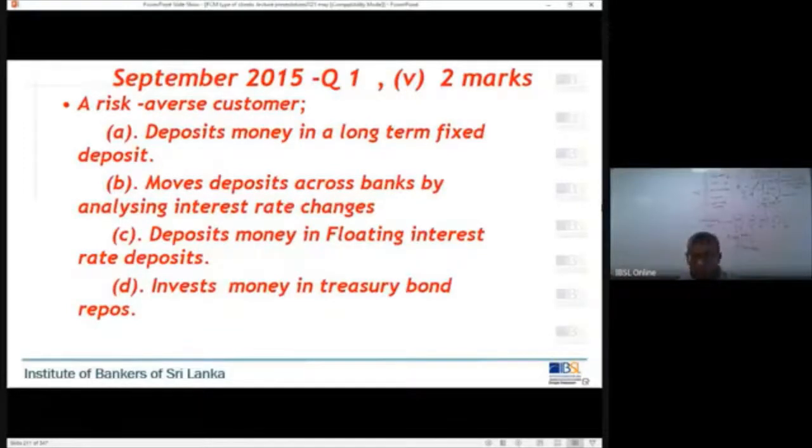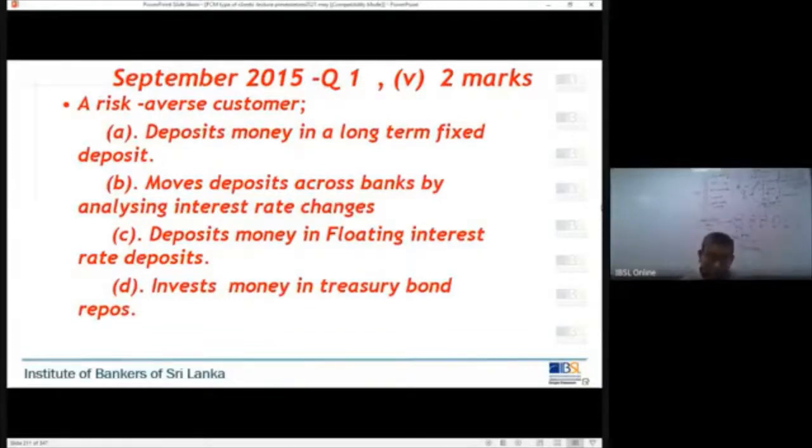Repo means a trade in the secondary market, which means it can be sold. So what is the risk averse customer going to do? Invest money in treasury bond repos. Risk averse means he doesn't want to take the risk. If he is not going to take the risk, he is going for a gilt-edged security.